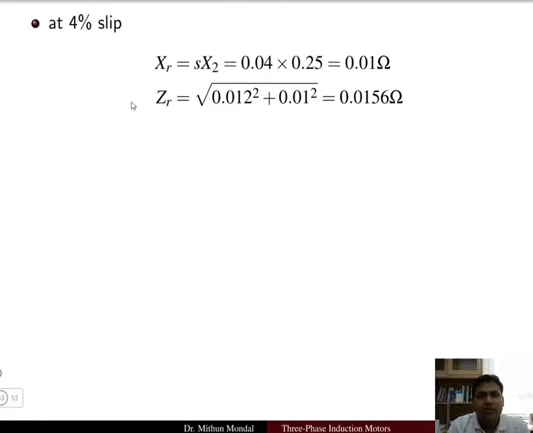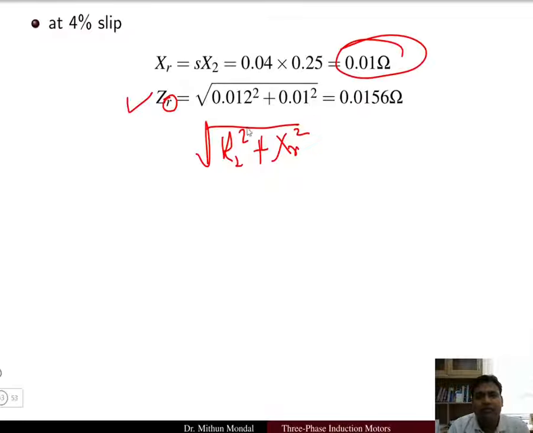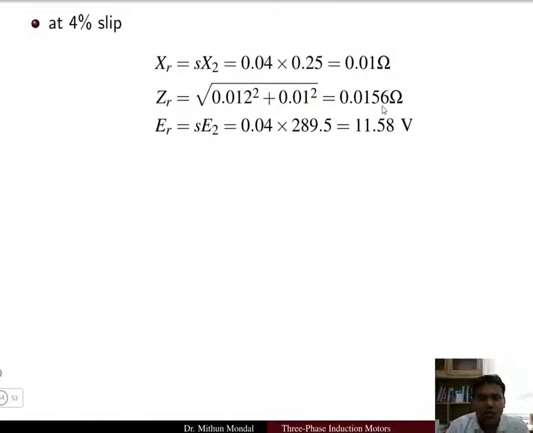Now the new impedance under the running condition will be equal to the square root of R2 square plus XR square, that is, the running condition reactance squared. So this is the new value of the reactance which we have to substitute in the impedance to get the new impedance as 0.0156 ohms.